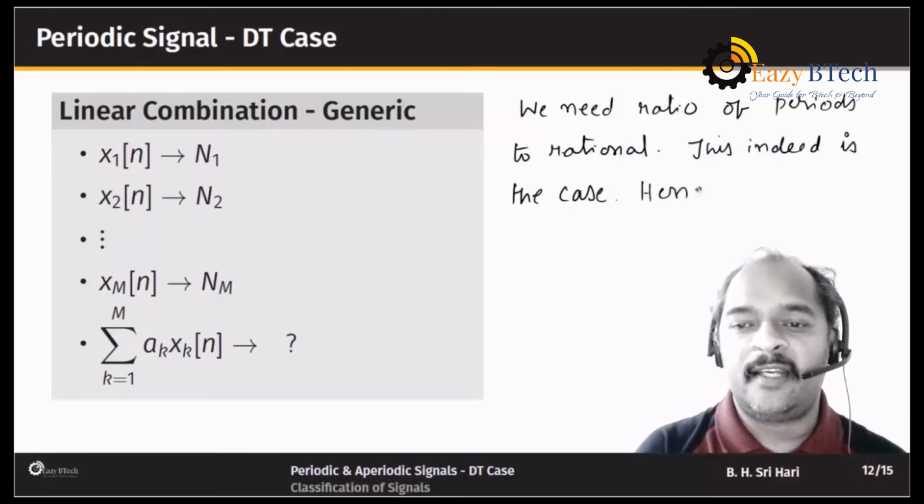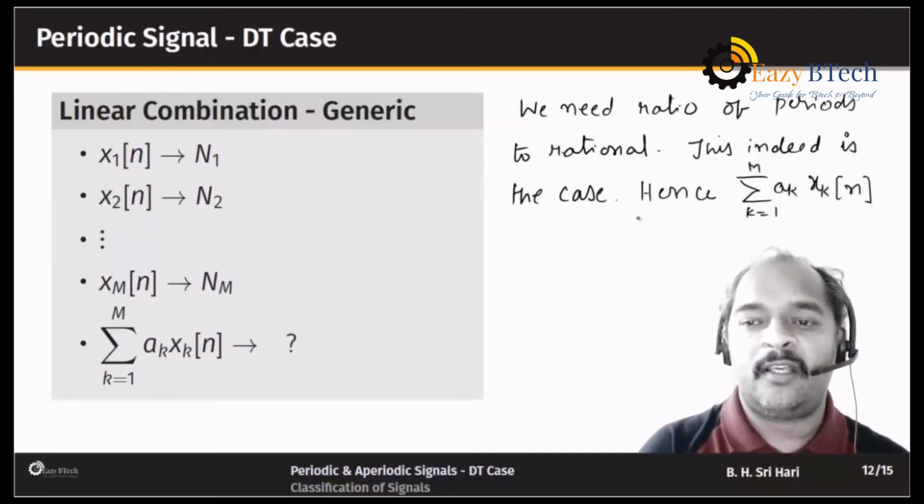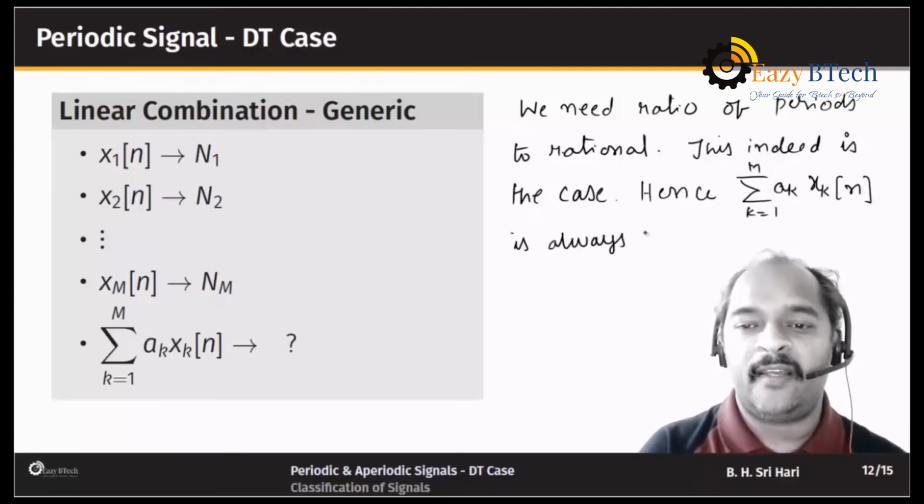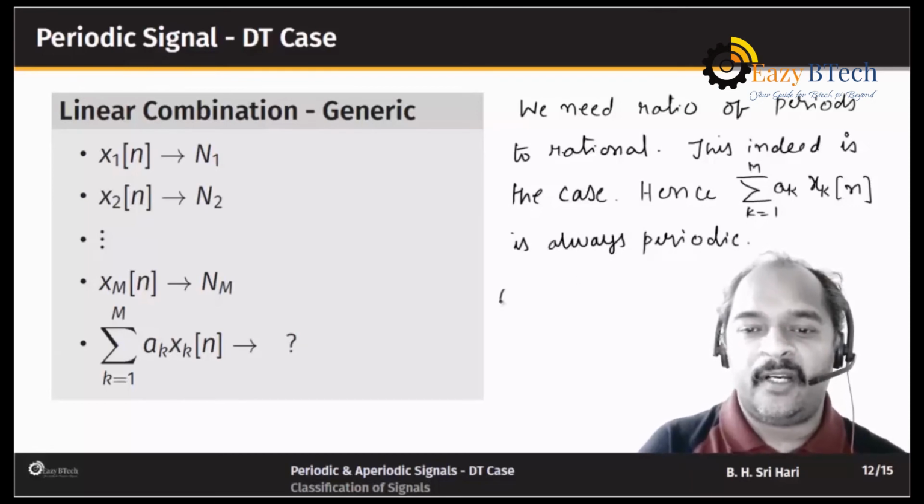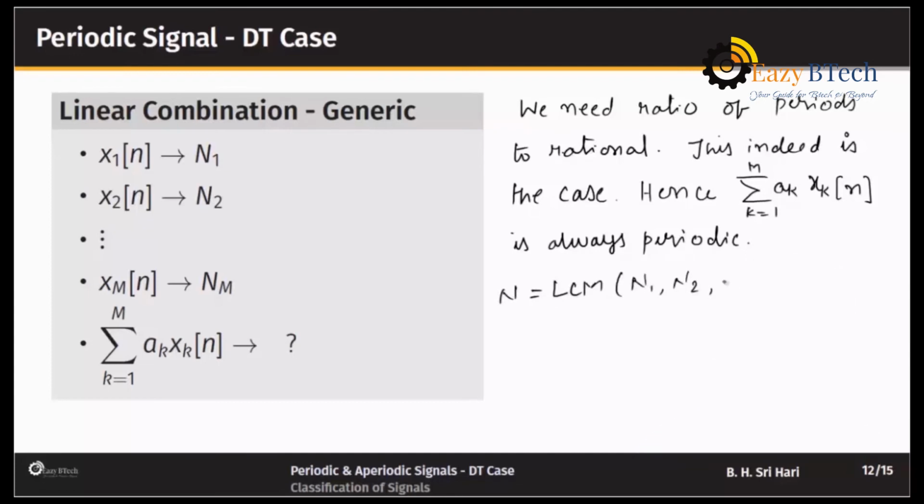Hence the given signal, summation k equal to 1 to m of ak xk of n, is always periodic, and the period is given by n equal to the LCM of all the periods, that is n1, n2, and so on up to nm. That would be the period of the linear combination of all the signals.